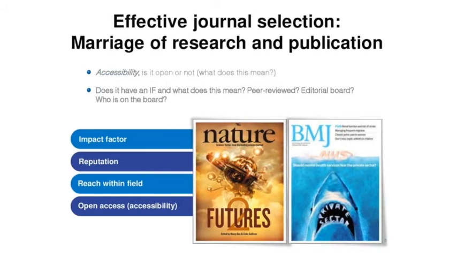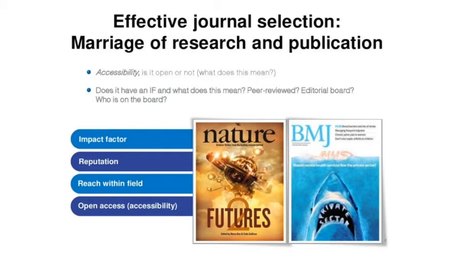A marriage between research and publication. And so effective journal selection is hugely important. Thinking about accessibility, thinking about whether your target journal has an impact factor, and what does this mean? And we would encourage, of course, everybody to try to get their work published in journals with impact factors, and certainly be submitting your work to journals that are peer reviewed.